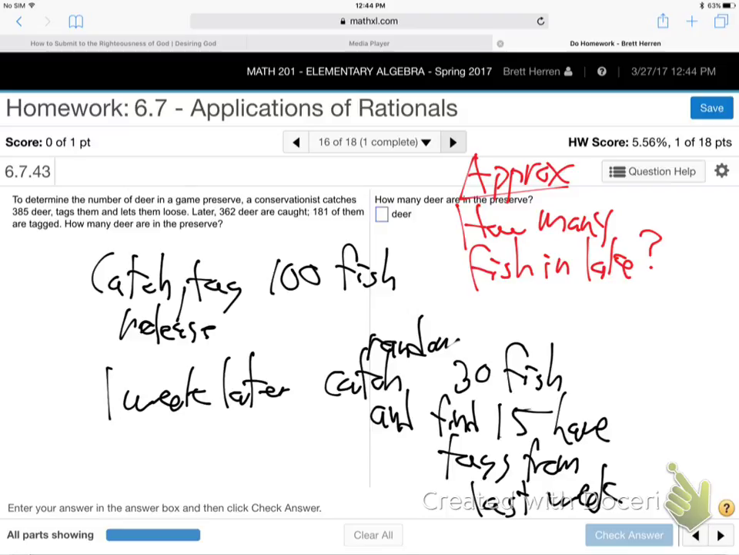We're grabbing the fish and seeing if they have tags, right? So we're pulling them out and we say, all right, about half the fish, right? Half the fish in our little sample had tags. So probably half the fish in the whole lake have tags.